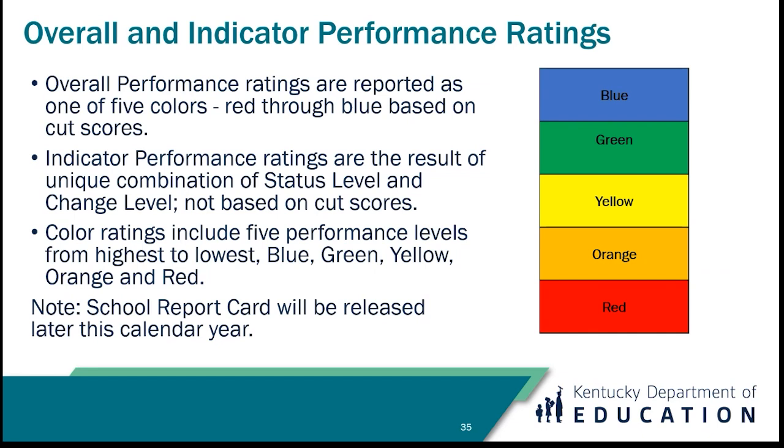These ratings will be communicated using a color rating system where blue represents the highest rating and red represents the lowest rating. The 5 performance levels from highest to lowest are blue, green, yellow, orange, and red. As we discussed earlier in this training, indicator performance ratings are also reported as colors, which is a result of a unique combination of status level and change level and not based on cut scores.